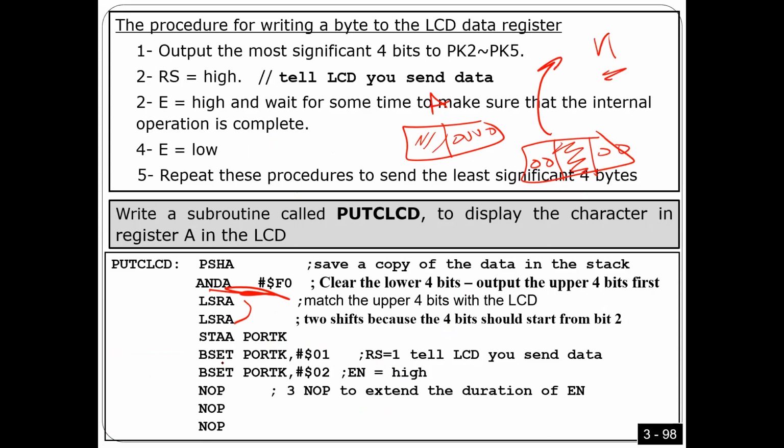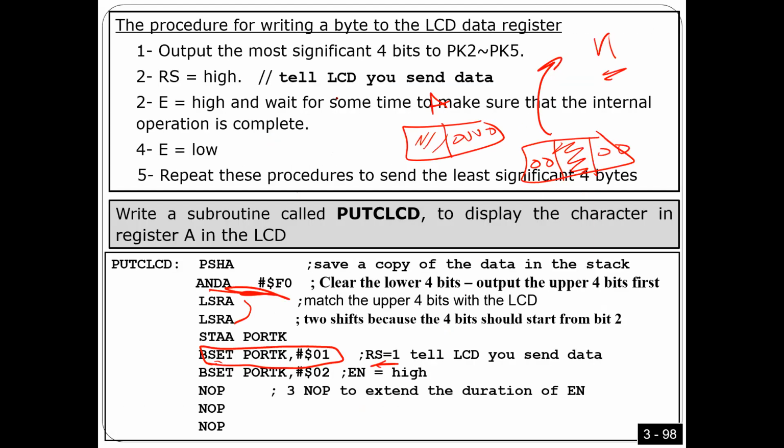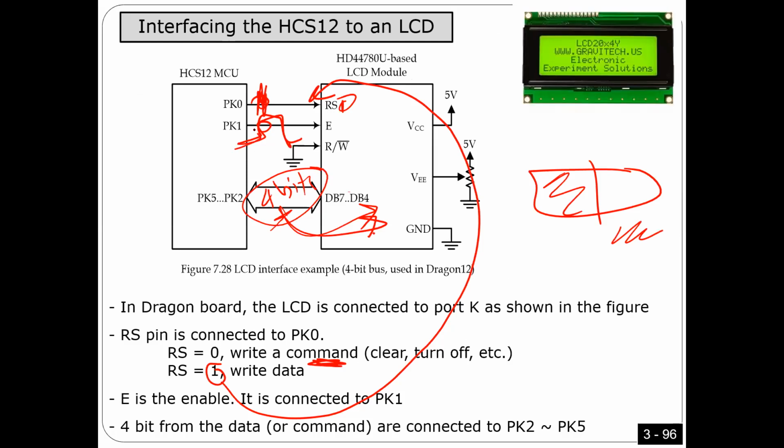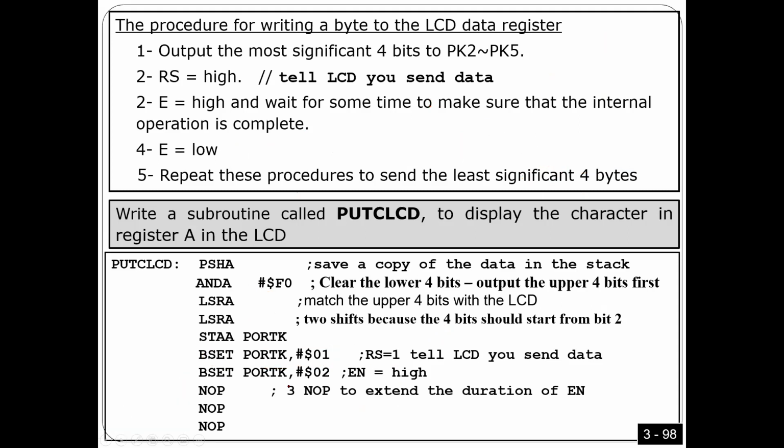Now, after that, in port K, I have to put 1 in RS with bit set, right? So I have to put 1 here, because this is data. If you are sending a command, this one should be 0, right? And then after that, I have to generate a pulse in order to order the LCD to read this value. To generate this pulse is very easy. Bit set, look here, bit set for pin number 2. I'm going to pull it high. Then I'm going to waste some time, very, very little time, right? And then I'm going to pull it low.